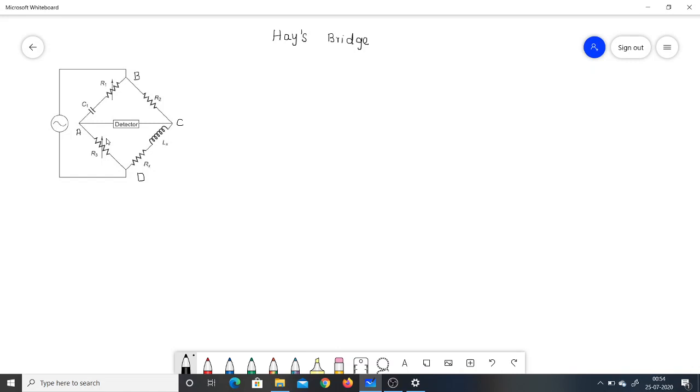We will assume that this bridge is in the null condition, that is no current is going to flow through the detector. At that time Z1 into Zx will be equal to Z2 into Z3. I can further write Zx as Z2 into Z3 divided by Z1. Now, I will number this equation as 1.